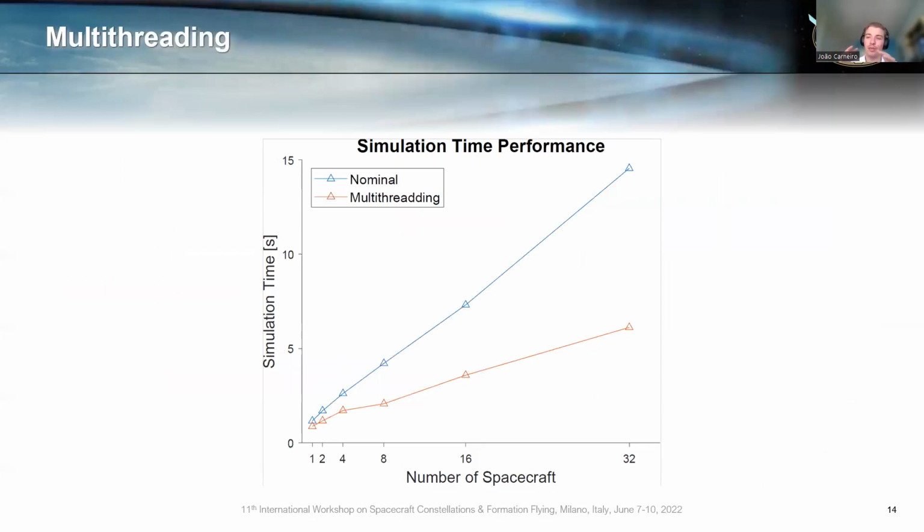I also wanted to show some multi-threading results. These are quite preliminary results, but we can really see that when we parallelize the processes and when we take advantage of the architecture of modern CPUs, we can really decrease the simulation time and make these simulations more efficient. And because the architecture is built from the ground up with multi-satellite simulations in mind, the spacecraft don't have to be run in series, and so we can save a lot of time there.